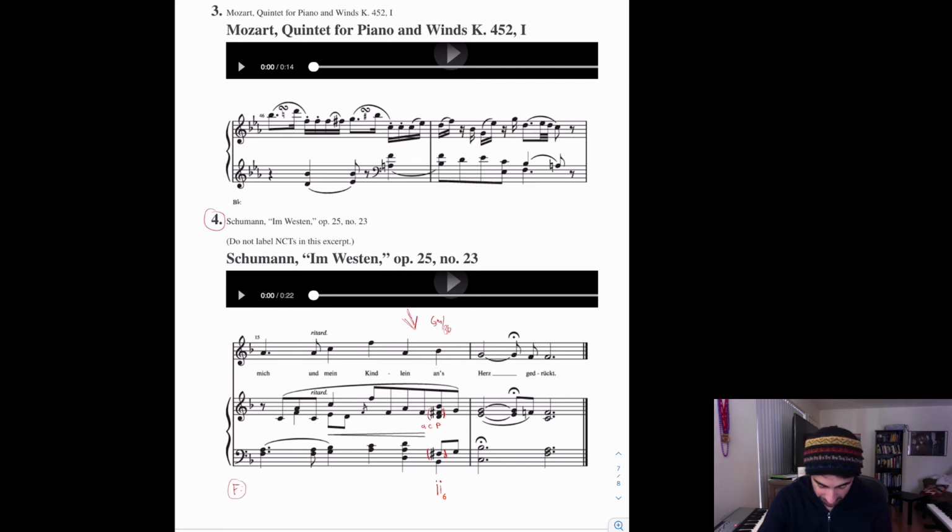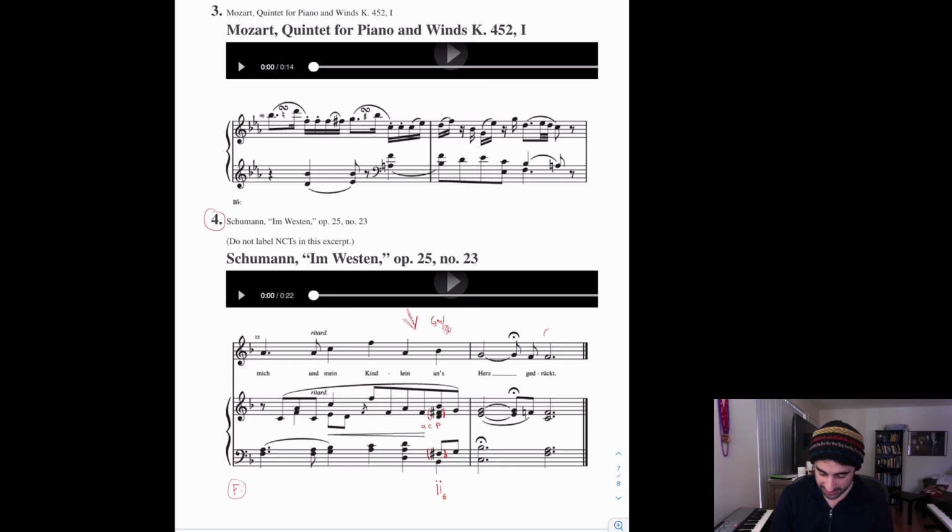Check it out. It's approached by a leap and left by a step in the opposite direction. That's what we call an appoggiatura, but you don't need to know that now. Anything that matters right now is whether or not it is a passing tone. If it's not a passing tone, just put it in parentheses and let it be. So go ahead and, for your assignment, just analyze the rest of this.